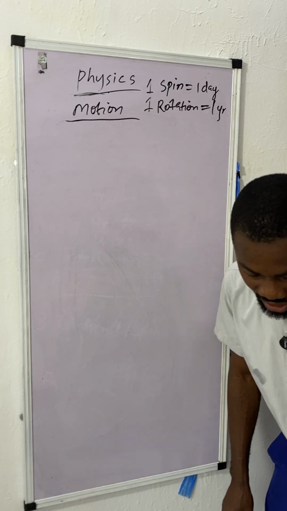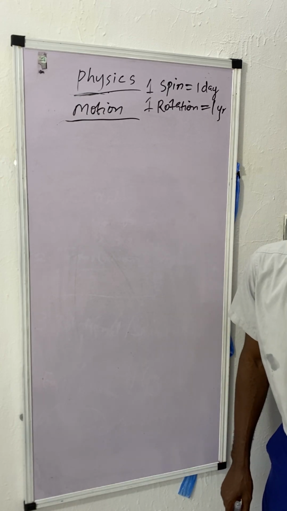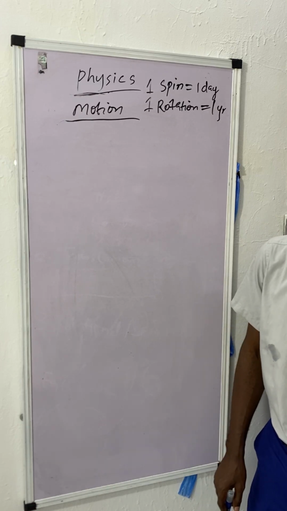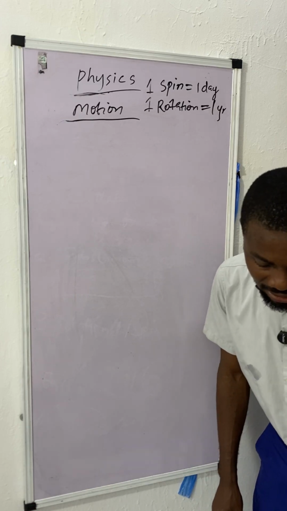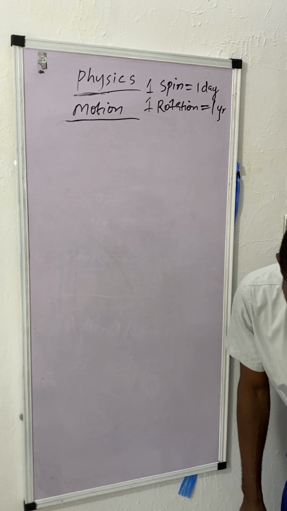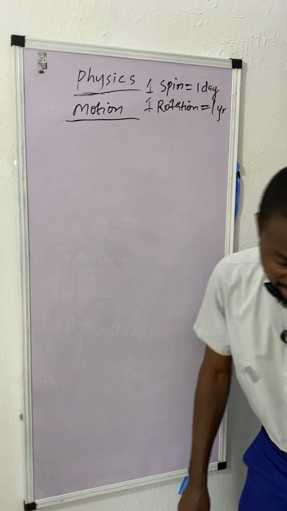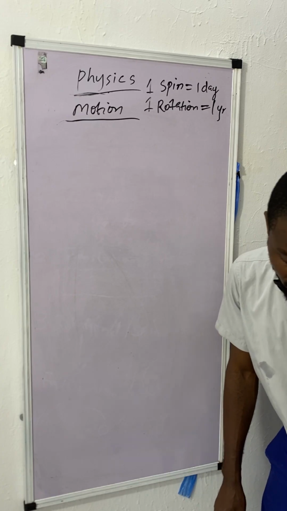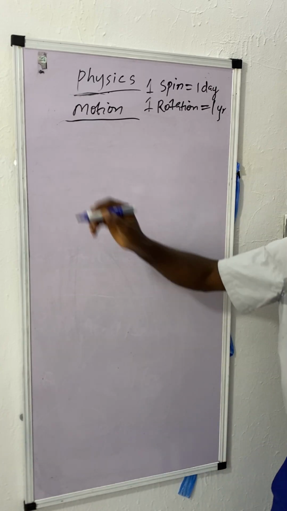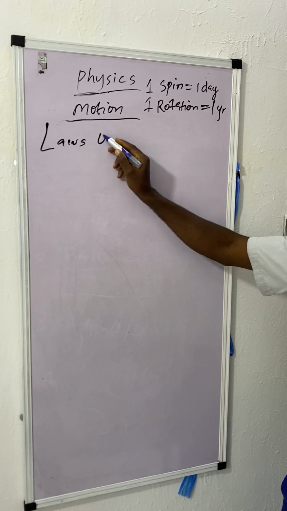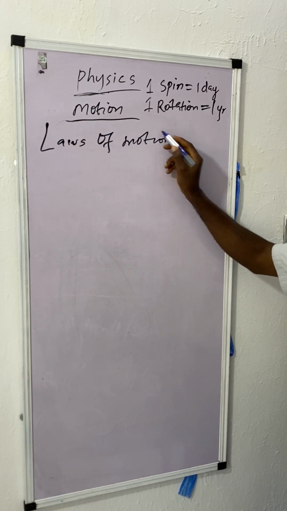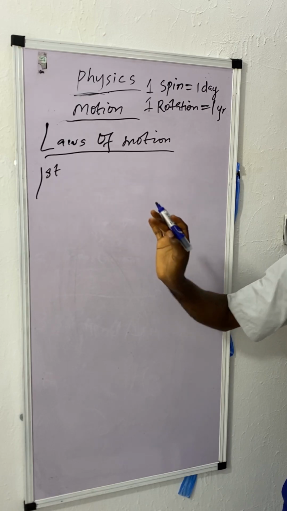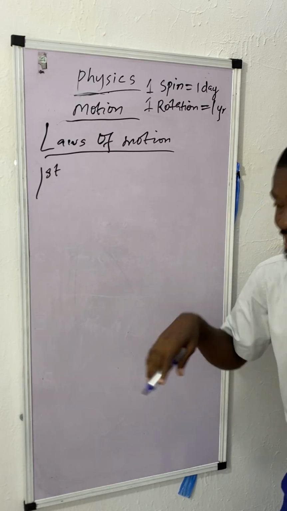Now, let's quickly understand the law of motion. After the law of motion, we quickly get into impulse, then the equation of motion. The law of motion has 3 laws. The first law of motion states that a body will continue to remain at rest unless a force acts on it.